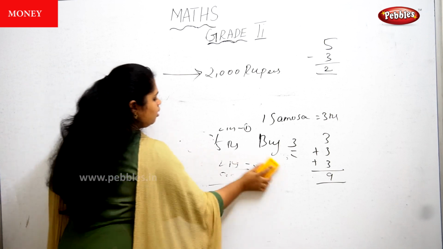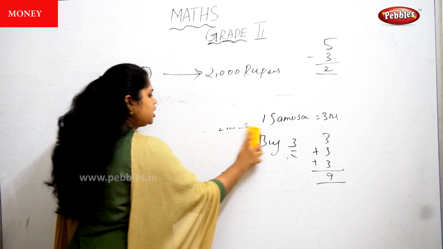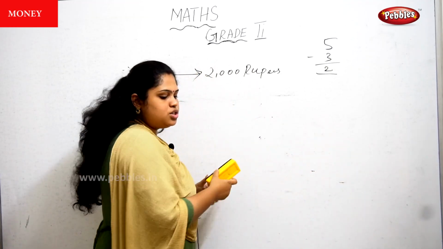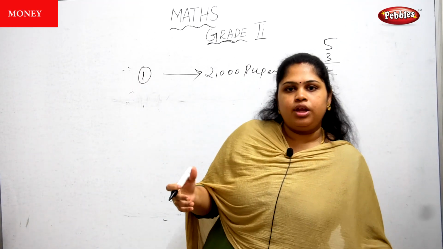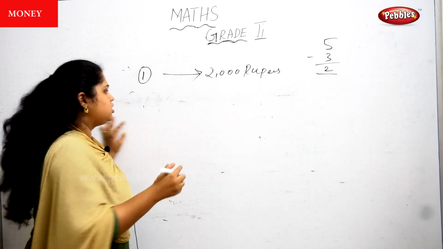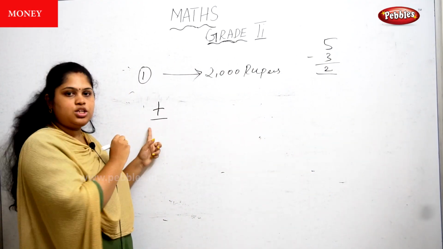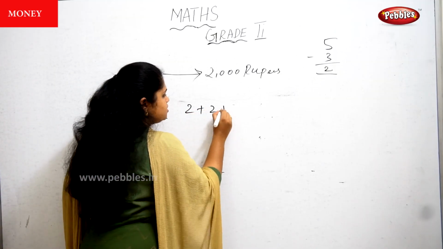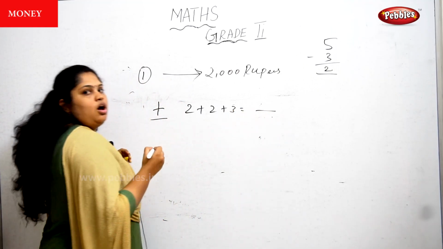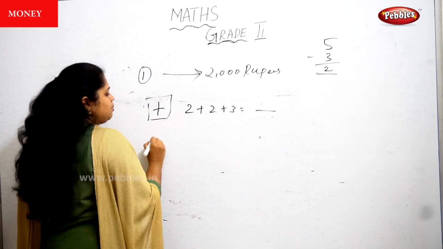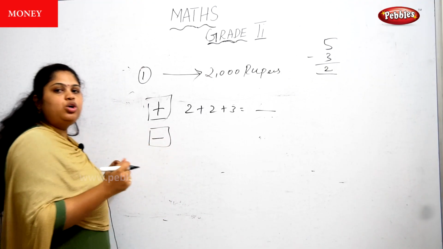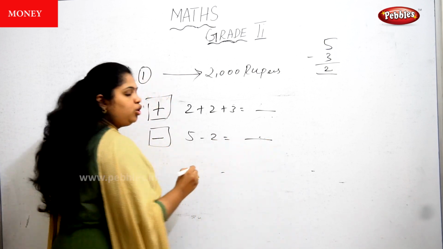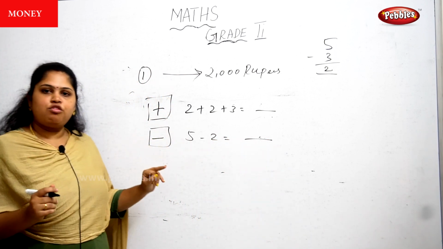So far we have seen how to perform addition and how to perform subtraction, isn't it? So what is the use of addition? When you are putting every number together, you need addition. What is meant by addition? When you are putting numbers together, for example, 2 plus 2 plus 3 is equal to what? What is the need of knowing subtraction? When you want to know the balance, 5 minus 2. When you want to know the balance, we perform subtraction.